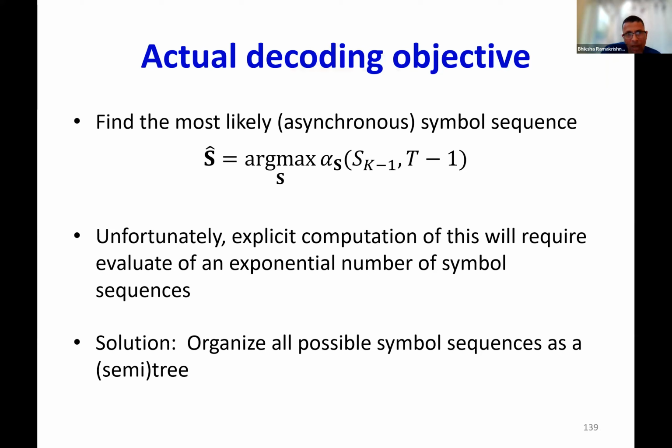So this is the real issue, but then explicit computation is going to require evaluating an exponential number of symbol sequences. So here's what I'm going to do instead. To simplify the problem, we come up with an engineering solution. I'm going to organize all possible symbol sequences in the form of something that looks like a tree.